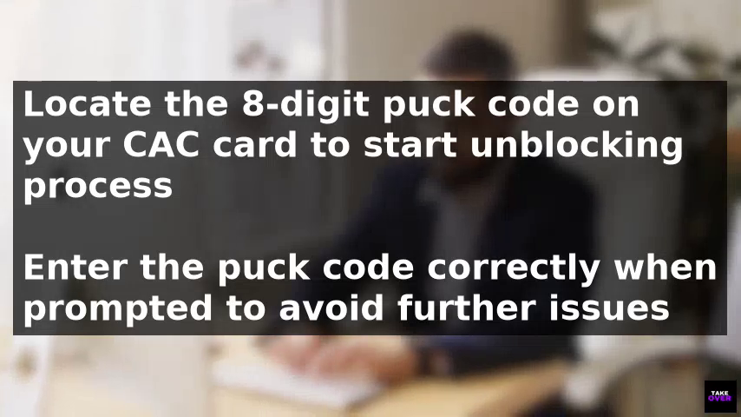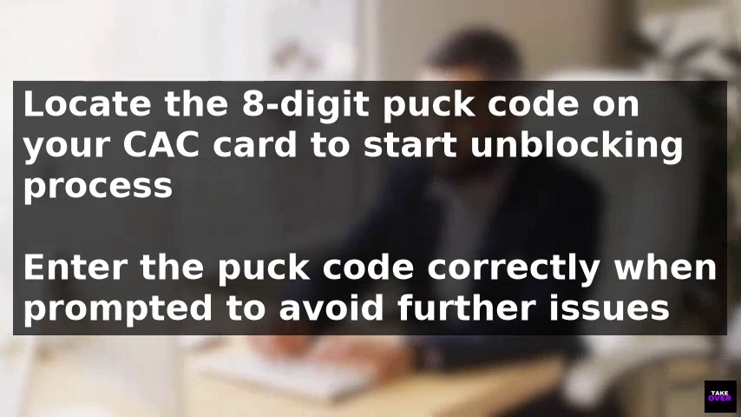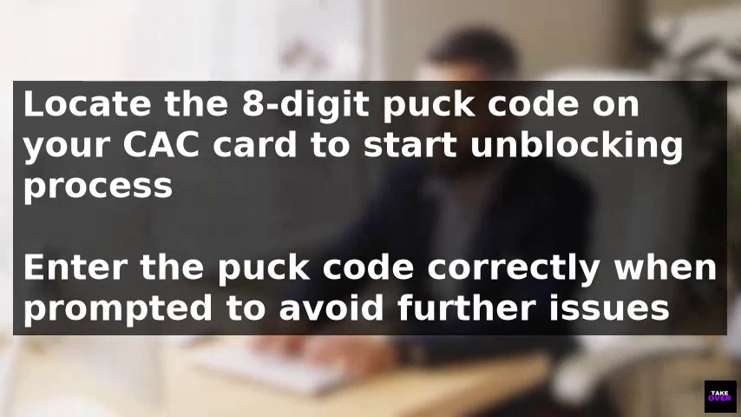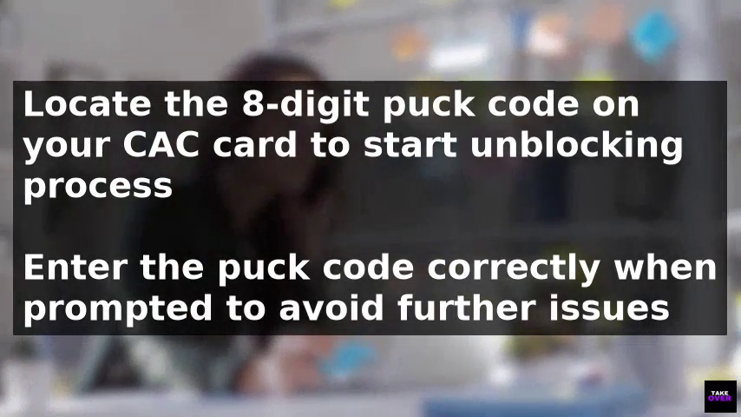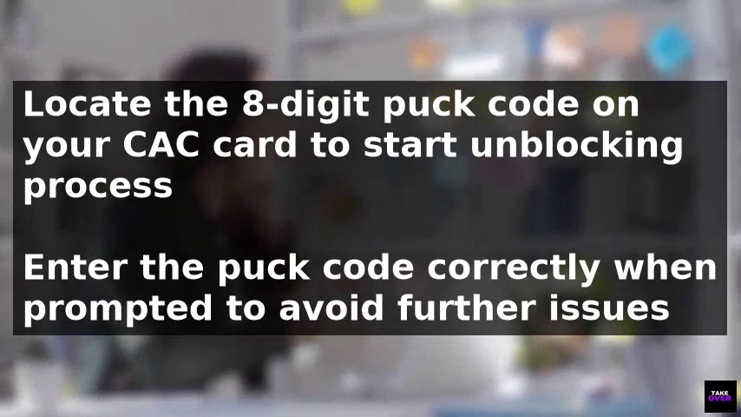To unblock your CAC card, start by locating the 8-digit PUC code on your card. Enter this code correctly when prompted. If this does not work, you will need to contact the authority that issued your card to report the issue.